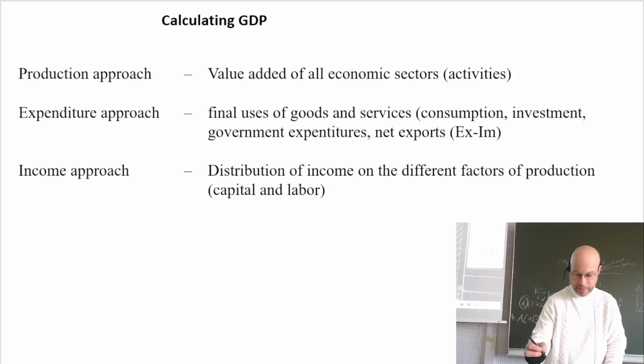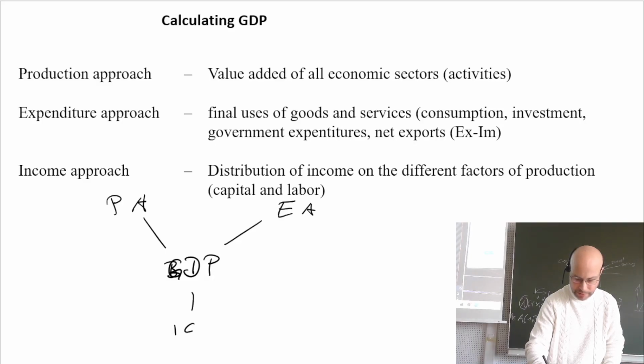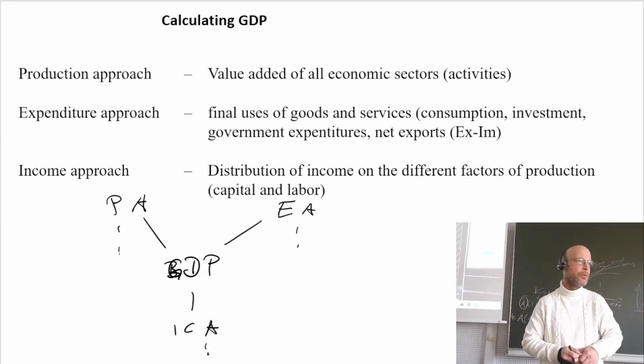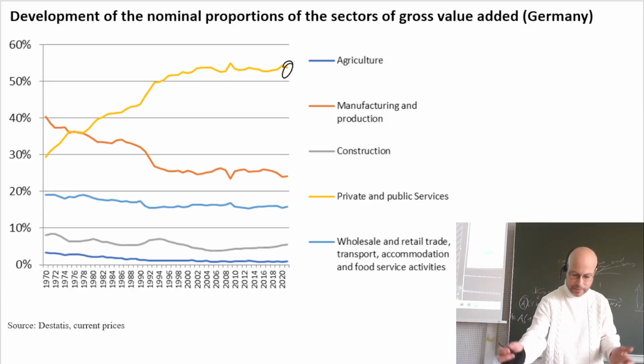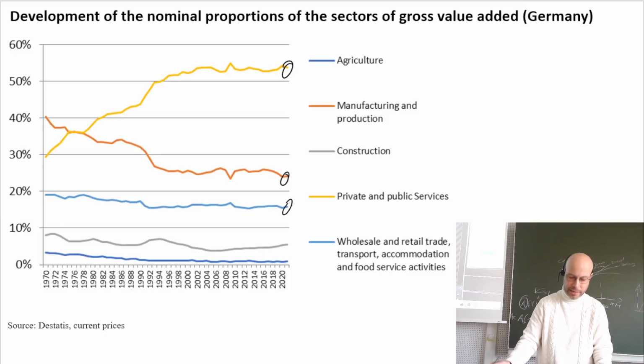Then I think I gave you in the exercises and in the lecture just this picture: GDP, production approach, expenditure approach, and income approach. And here we had these 2, 3, 4 components. And these numbers I also want you to recapitulate for an exam. Let's go through this. There we have here roughly 55% private and public services, 25% manufacturing, 15% wholesale and retail trade, and roughly 5% of the construction sector.